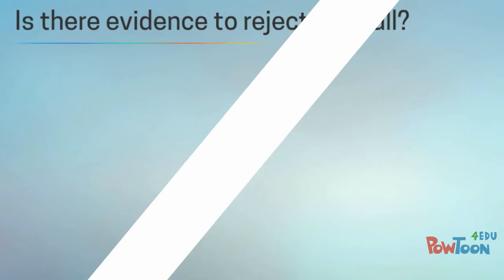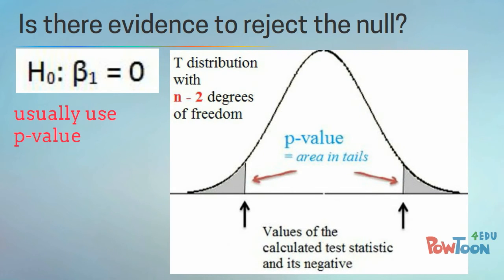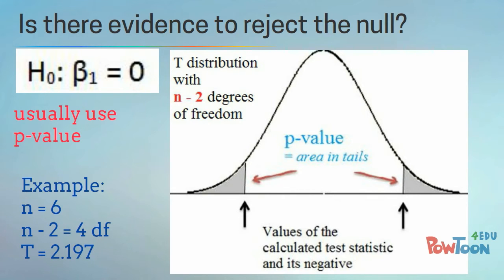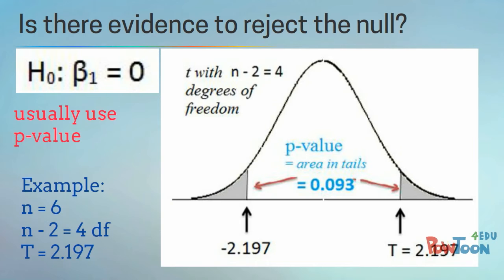To determine if there is evidence to reject the null that the true population slope equals 0, a p-value approach is usually used. Here the p-value is the area to the outside of the values of the test statistic and its negative on a t with n minus 2 degrees of freedom. In our example, the sample size is 6, so we have 4 degrees of freedom with a test statistic of 2.197. Thus, the p-value is about 0.093.